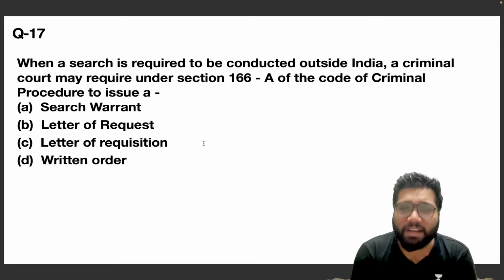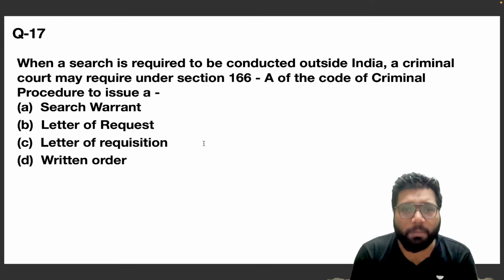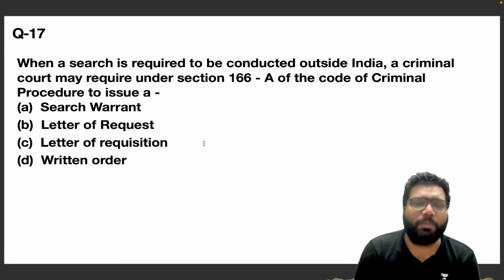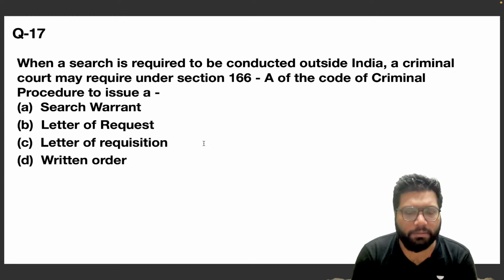When a search is required to be conducted outside India, a court may require under section 166A of CRPC the procedure to issue a what? Procedure to issue a what? Search warrant, letter of request, letter of requisition, written order.